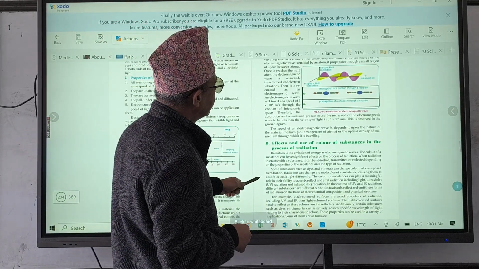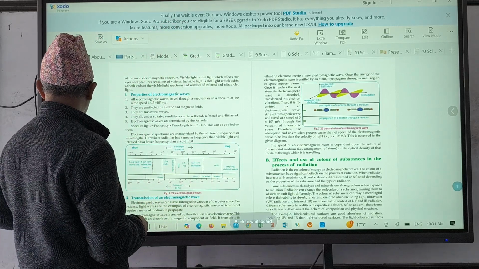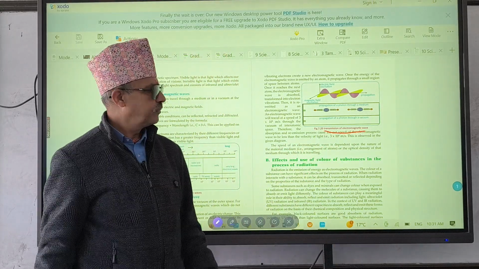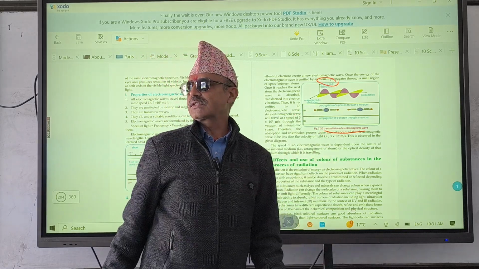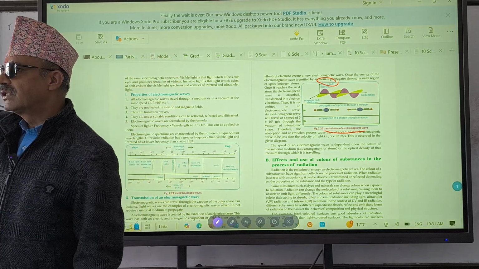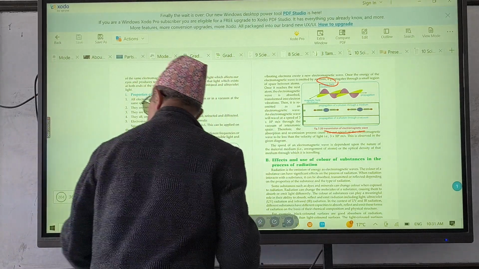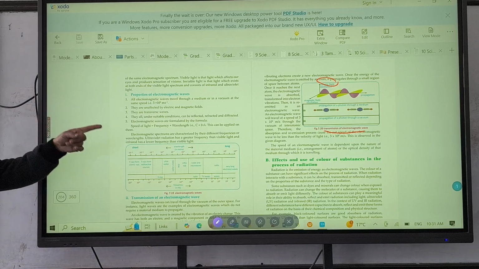Now, one diagram you can see. What does this diagram show? Transmission of an electromagnetic wave. It has three dimensions. How many dimensions? When we talk about this wall, there are three dimensions, right? What are they? Here also you can see this is length, this is breadth, this is height. Three dimensions, right?